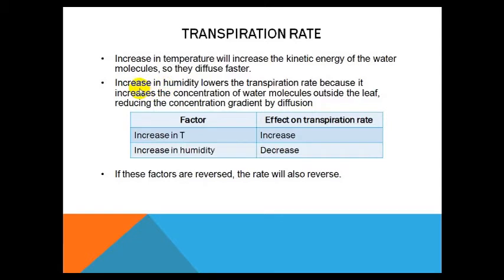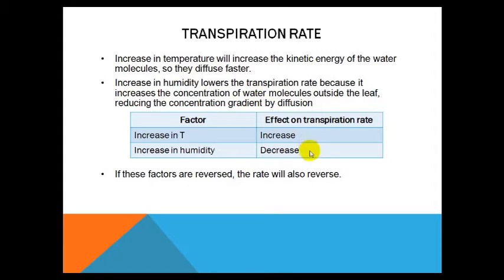An increase in humidity, on the other hand, will lower the transpiration rate because it increases the concentration of water molecules outside the leaf, reducing the concentration gradient for diffusion. So, any increase in temperature will increase the rate of transpiration. Why? Because the kinetic energy of water will be higher, so the molecules will move faster at higher temperature. However, a higher humidity level will decrease the transpiration rate. Why? Because there is a higher concentration of water in the atmosphere.